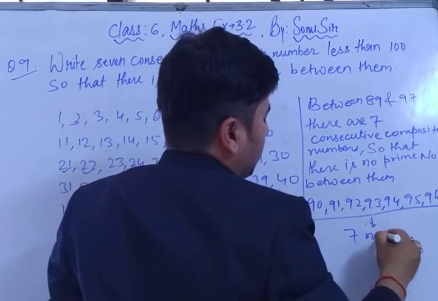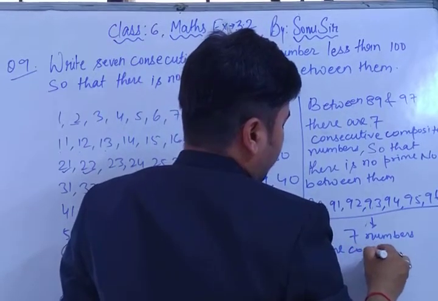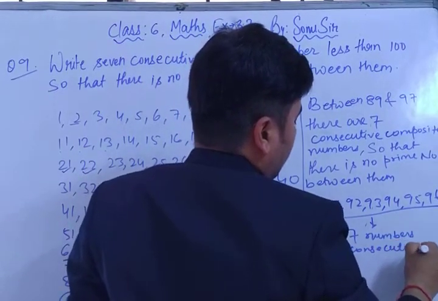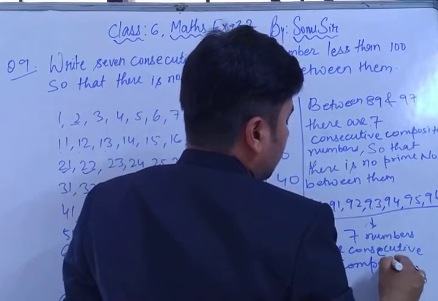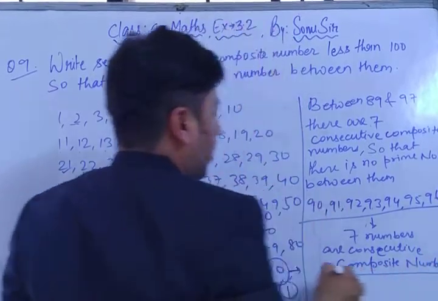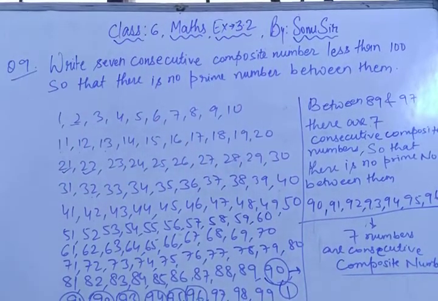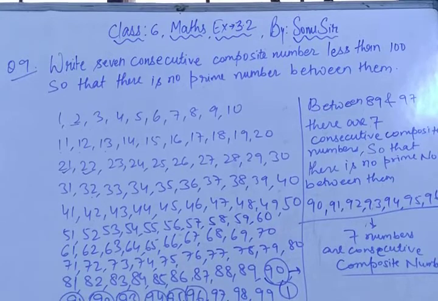19, 91, 92, 93, 94, 95, 96. These seven numbers are consecutive composite numbers. Got it? Consecutive means continuously. So question number 9 asked us about the seven consecutive composite numbers which have no prime number between them, and they should be less than 100.